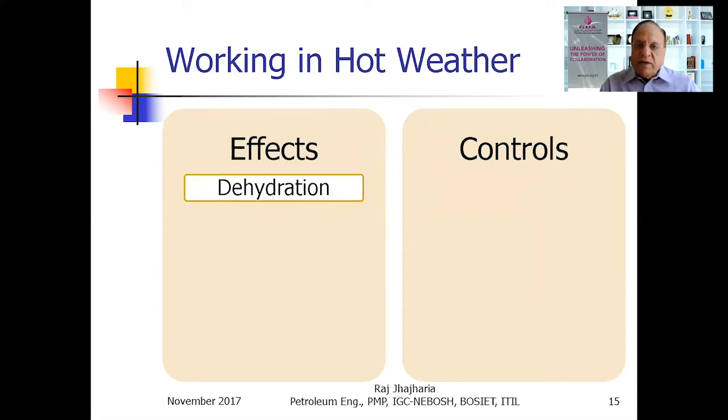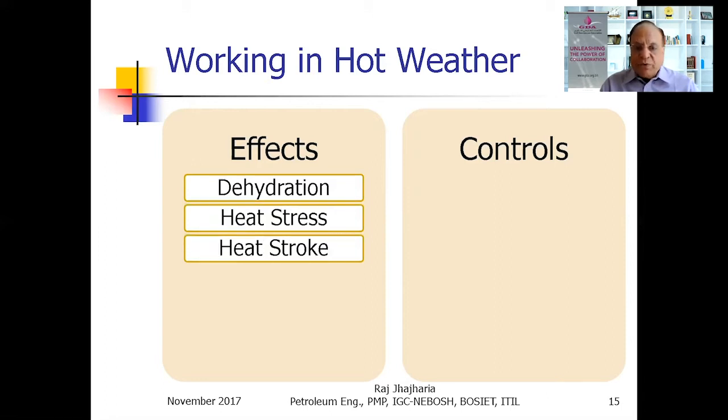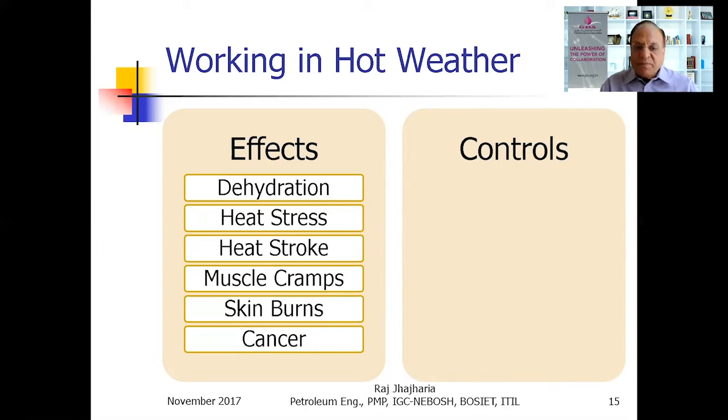One effect of working in hot weather is dehydration. You get heat stress, heat stroke, muscle cramps, skin burns, or even cancer through the radiation. Okay? What are the controls? Ventilation. Whenever you are working in hot weather, make sure there is proper ventilation, either through cross ventilation by opening the opposite sides of the window, or a ventilator fan.